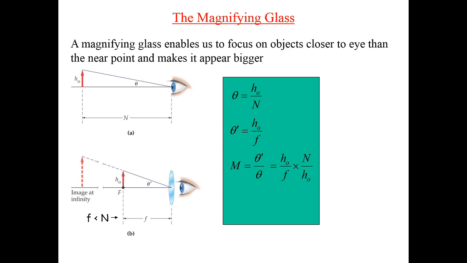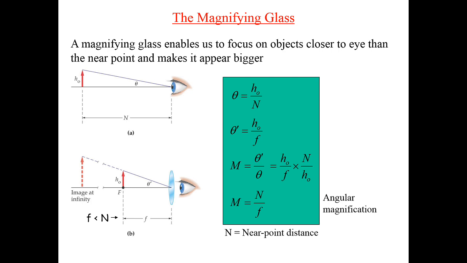Notice the height of the object cancels out, so our final magnification is the near point distance divided by the focal length. So in general, the smaller the focal length, the larger the magnification, which makes sense, right? The smaller the focal length, the closer you can move the object to your eye, so the effective magnification becomes larger.